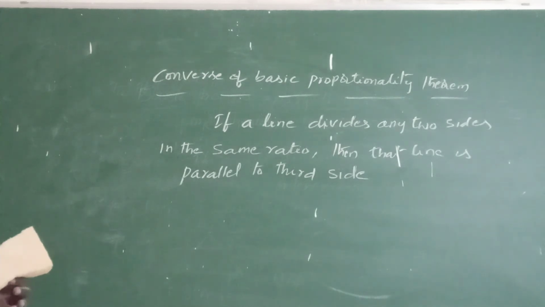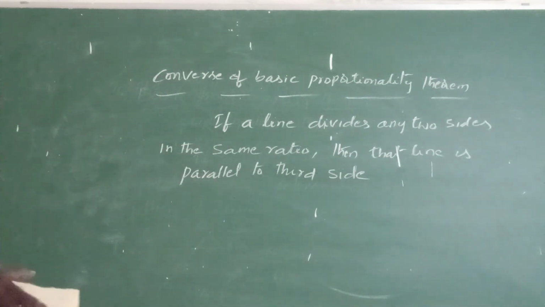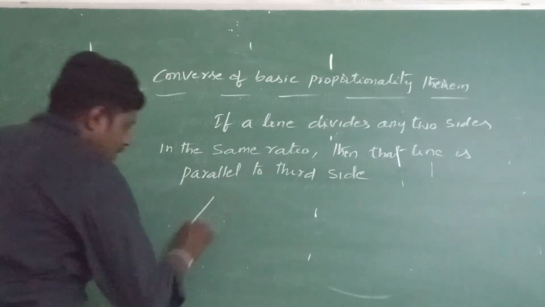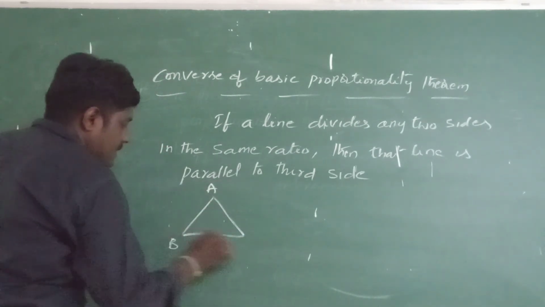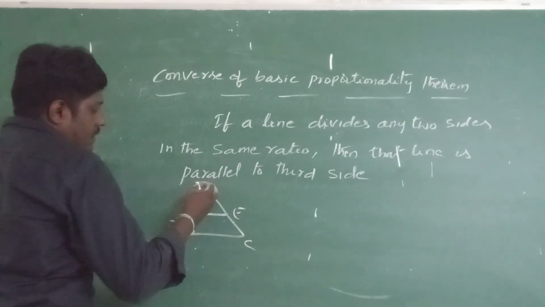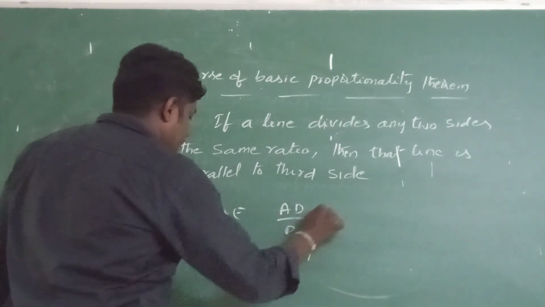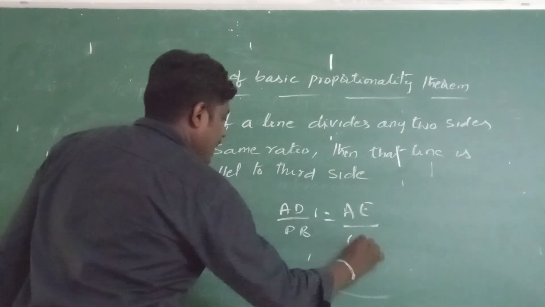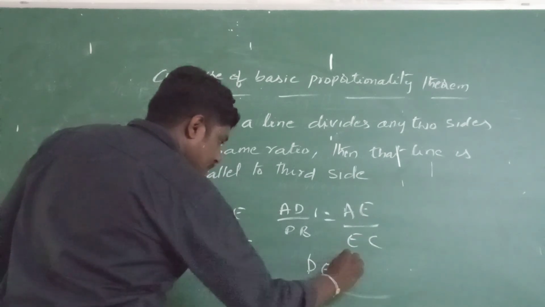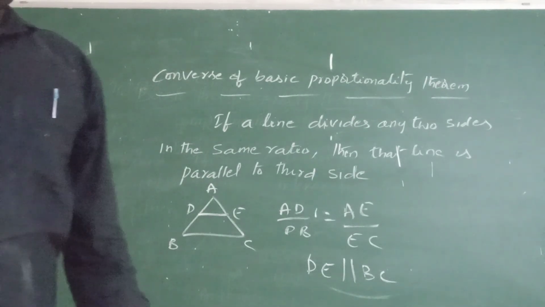What is the converse of the basic proportionality theorem? If a line divides any two sides in the same ratio, then that line is parallel to the third side. That is, in triangle ABC, DE divides AB and AC in the same ratio. That means AD by DB equals AE by EC. Then DE is parallel to BC. This is the converse of the basic proportionality theorem.